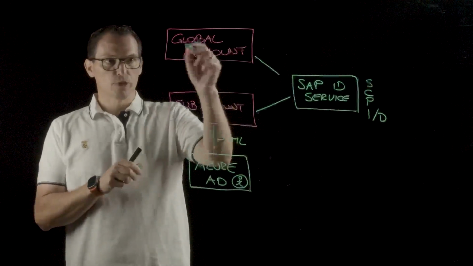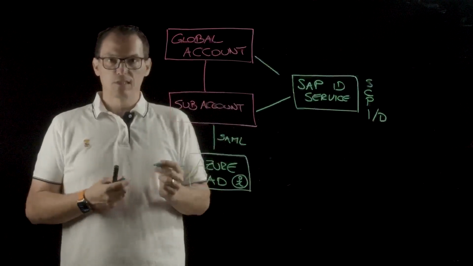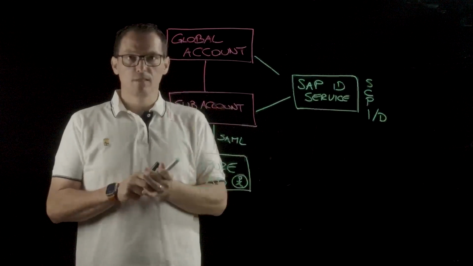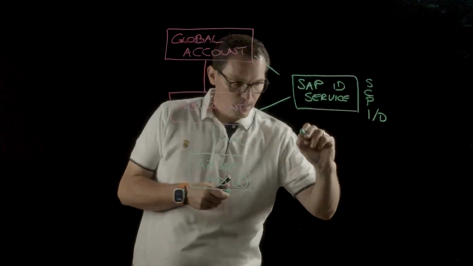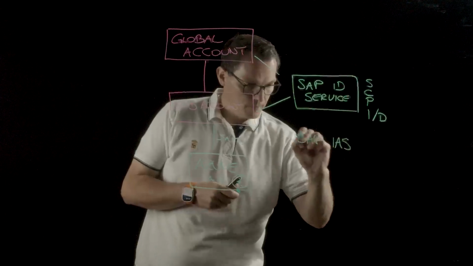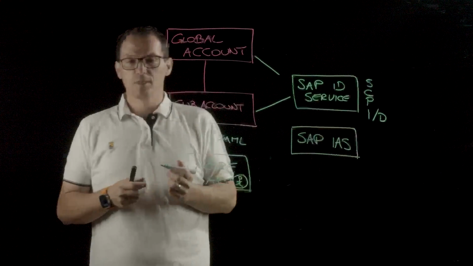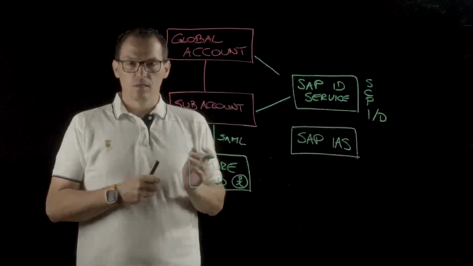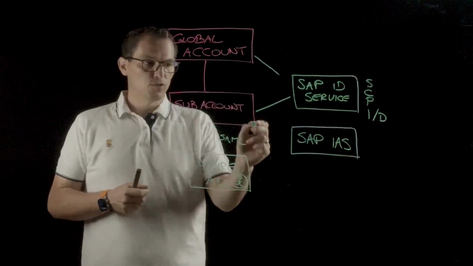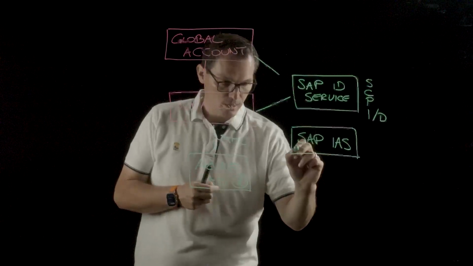The problem is this doesn't work with the global account. You cannot connect Azure AD directly, but there is another service from SAP that you usually get free of charge with your BTP license. This is the SAP Identity Authentication Service, SAP IAS. The IAS is part of the SAP Cloud Identity Services. The other part is the Identity Provisioning Service that we will not cover here, but you can also use this for authenticating your users and for user management.